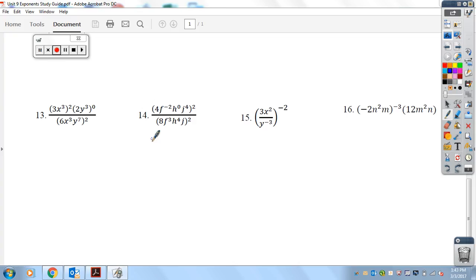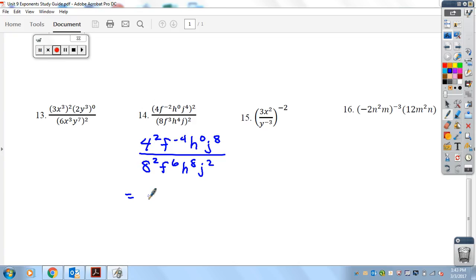It's all the second power, so I'm going to quote-unquote distribute. 4 to the second power. Again, the 4 gets the second power also. Add to the negative 4. Well, h to the 0 to the second power is still h to the 0, which is going to be 1. We'll deal with that in a second. J to the 8, all over 8 to the second power, f to the 6th power, h to the 8th power, j to the 2nd power.